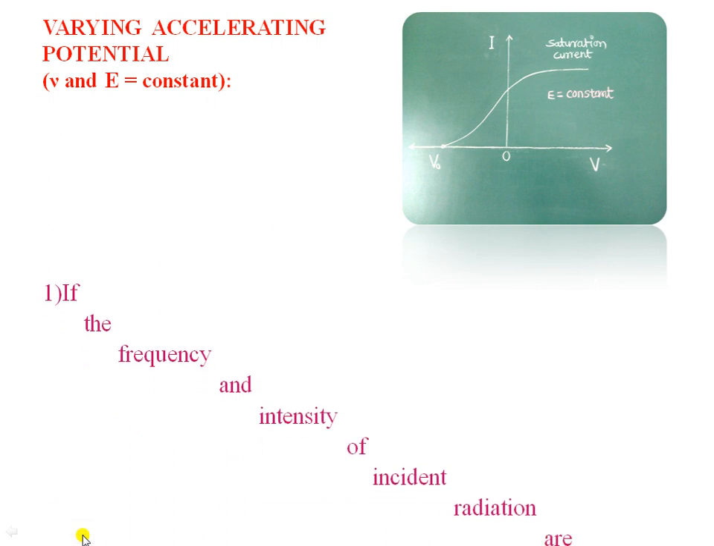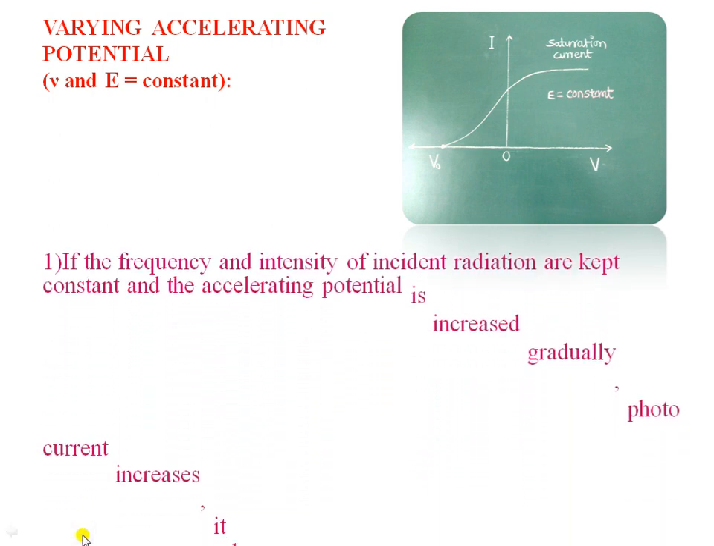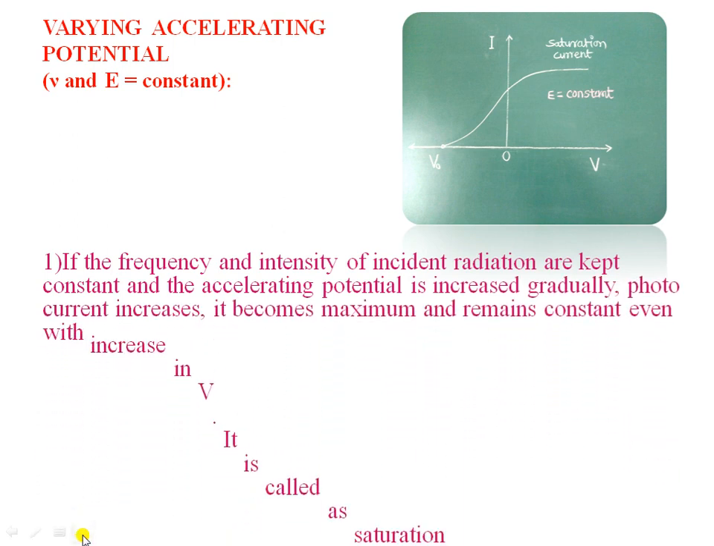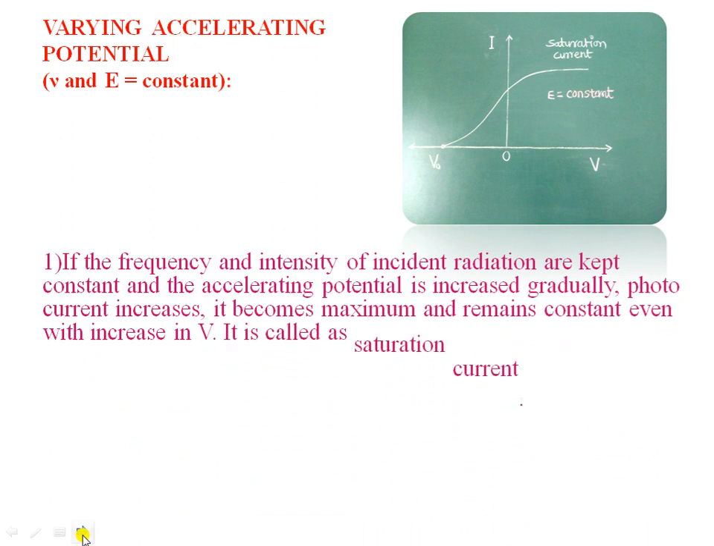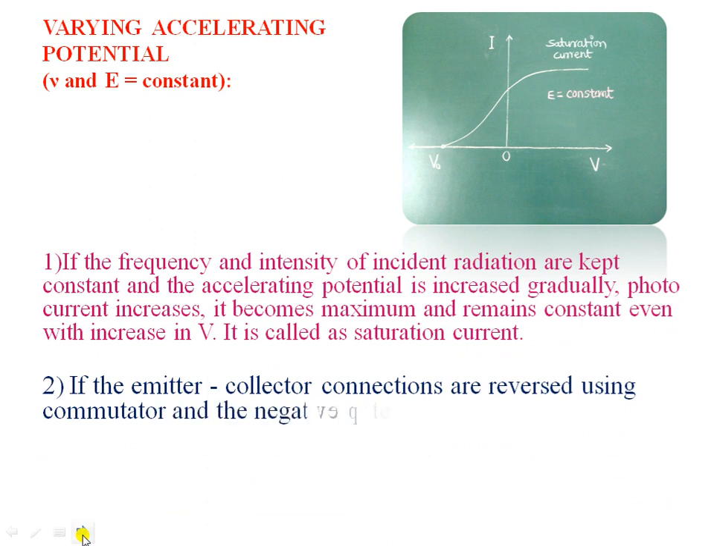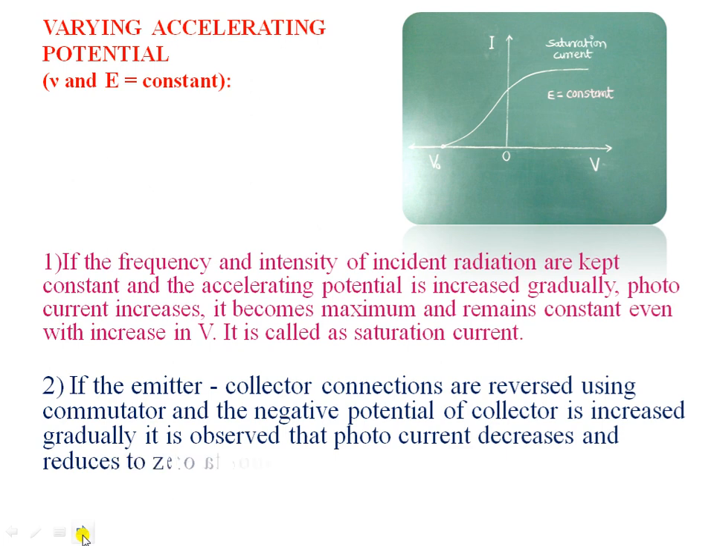Saturation current is the maximum value of current beyond which, even with an increase in potential, the photoelectric current is not increased. Finally, if we go on decreasing the potential by changing the polarity of the battery, the photoelectric current reduces to zero at a certain value of negative potential given to the collector, and that potential was termed the stopping or cutoff potential.